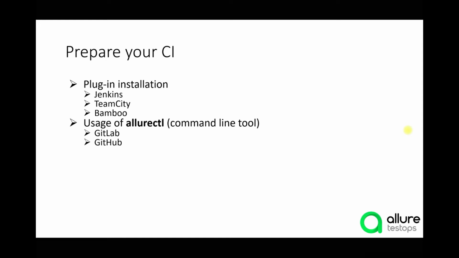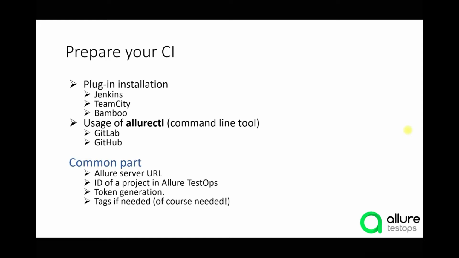And the common part for all of this will be providing the Allure server URL. It will be a little bit different for the plugin and usage of Allure CTL, but nevertheless, it's almost the same. You need to provide the ID of the project, because everything in Allure runs under a project. So the project is the highest in the hierarchy of the entities in Allure TestOps.